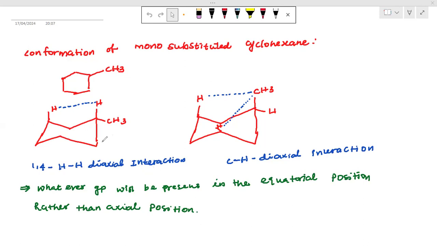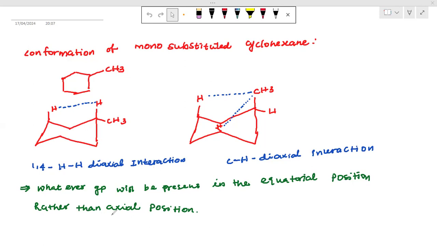If it is in the equatorial position, there is no interaction between the carbon and the hydrogen. Suppose it is present in the axial position, there is an interaction between the carbon and the hydrogen. So instead of the axial, it is present in the equatorial position, which is more stable. So this is the mono-substituted cyclohexane. The compound with the group in the equatorial position is the stable compound, because there is no interaction. This is the conformation of mono-substituted cyclohexane.